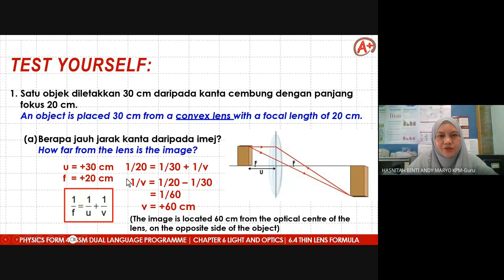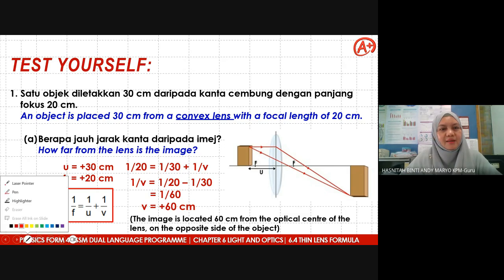Okay, so we do the substitution. 1 over F is 1 over 20. 1 over U, 1 divided by 30, see positive value. And here 1 over V. So we are looking for V. So we rearrange this formula. So V will be 60 centimeter and you find the value is positive. Positive value means our image is a real image formed at the opposite side of the object, with the distance of 60 centimeter from the optical center.